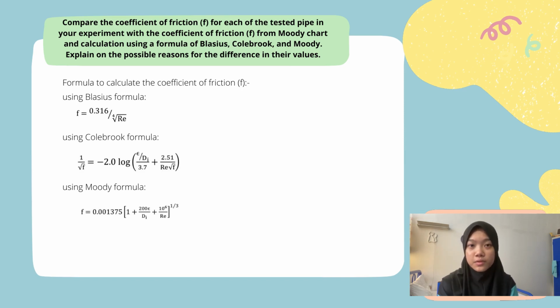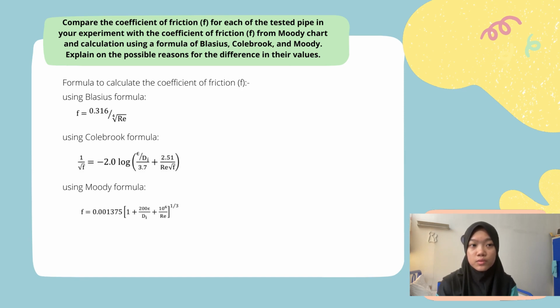So as we know, we have several formulas to calculate the coefficient of friction, which are Glacius formula, Coolbrook formula, and also the Moody formula. All these three formulas are different, and if we use Glacius formula, F is equal to 0.316 over quad root of RE.